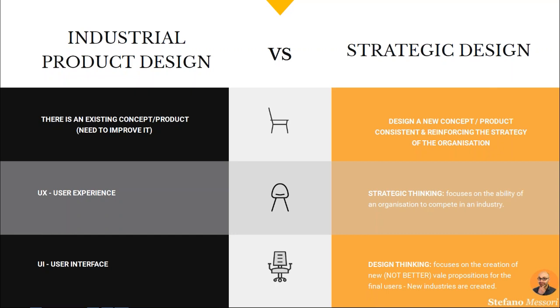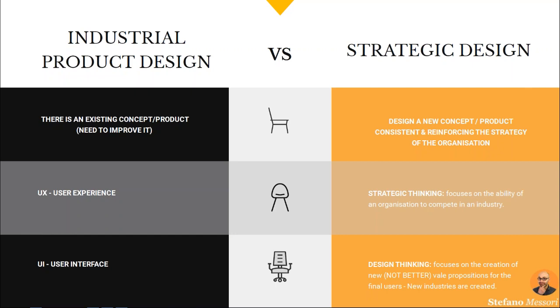Now, this is related to industrial or product design, where the starting point is already a formed concept or product, and we try to incrementally make that product more usable and more attractive to the final user. If we switch to the right part of this slide, we start to talk about strategic design. Strategic design differs from industrial design mainly in the starting point.